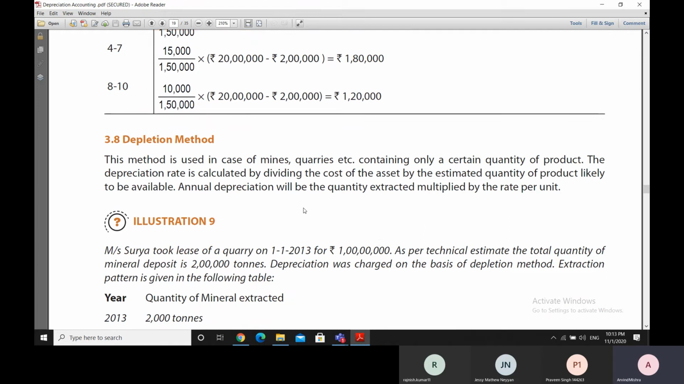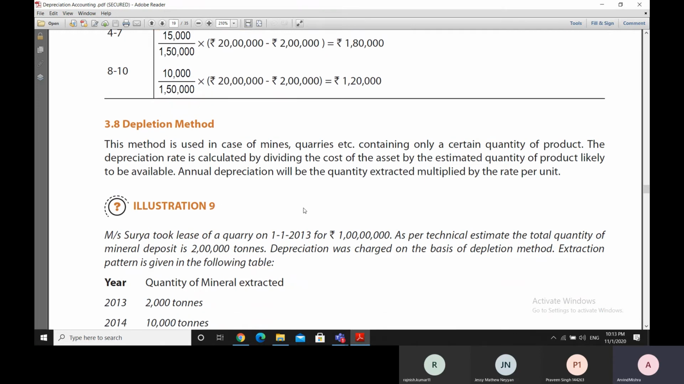Thereafter, we move to the next method, which is called the depletion method of depreciation accounting. Now, this depletion method is used in the case of mines, quarries, etc., which contain only a certain quantity of the product, which means that the mine has a fixed quantity of the product, and it can be estimated that this mine has so much of the total product. The depreciation rate will be calculated by dividing the cost of the asset by the estimated quantity of the product likely to be available. Now, annual depreciation will be the quantity extracted multiplied by the rate per unit.